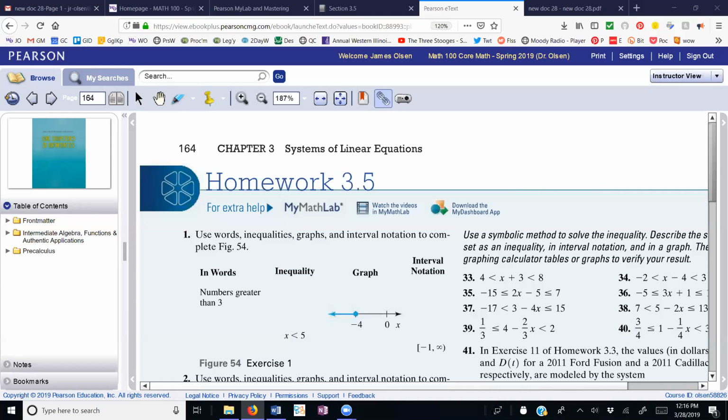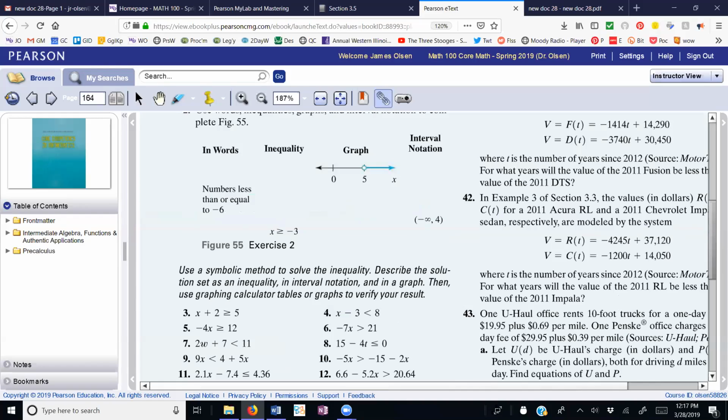Here we are looking at the book, the homework for section 3.5. And let's drop down and look closely at the directions for questions 3 through 32. Solve the inequality. Notice that these are inequalities. These are not equations. They have less than or greater than, for example, in them. And we need to do three things. First of all, we need to have an inequality. Secondly, we need to have interval notation. And third, we need to have a graph.